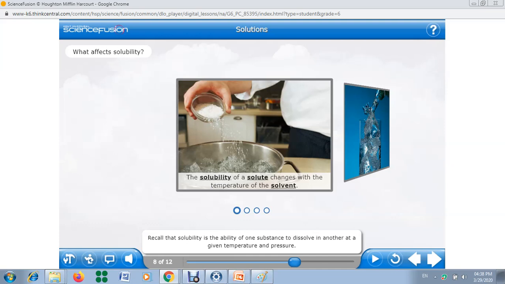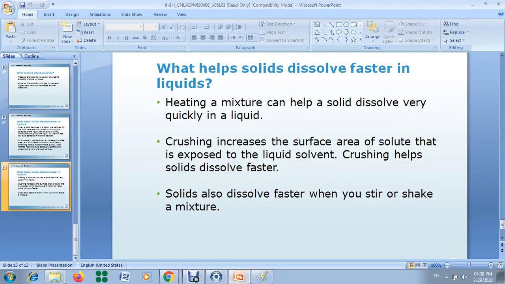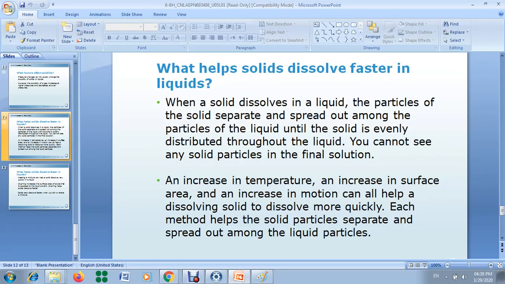Hello everyone. In the previous lesson we were talking about the meaning of solubility and the factors that affect the solubility of solids and gases. Now in this lesson we want to talk more about the factors that make the solid dissolve faster in liquid.